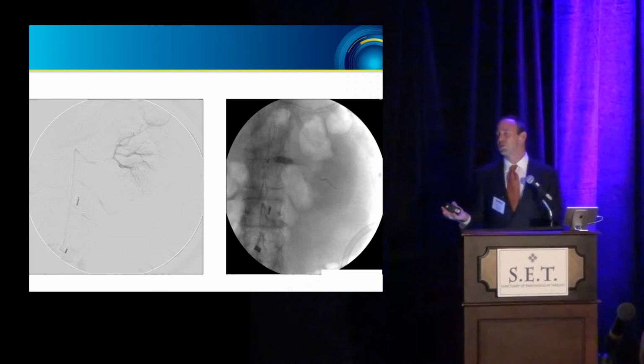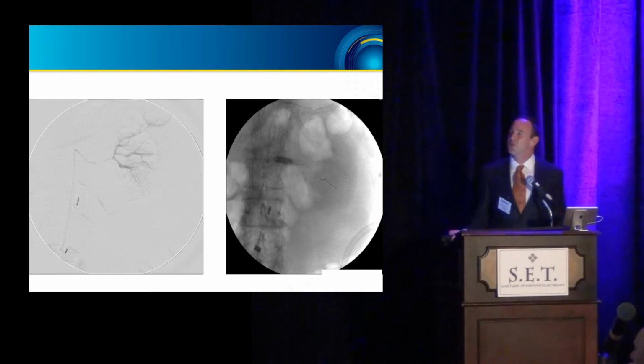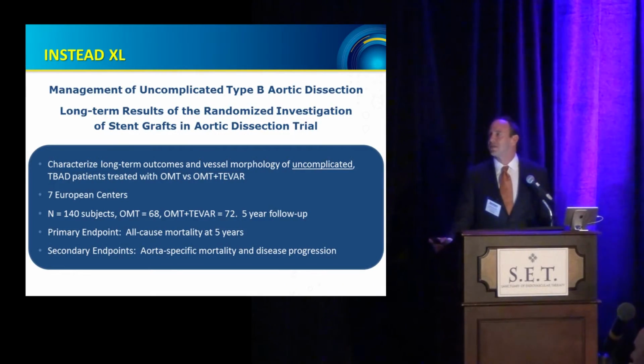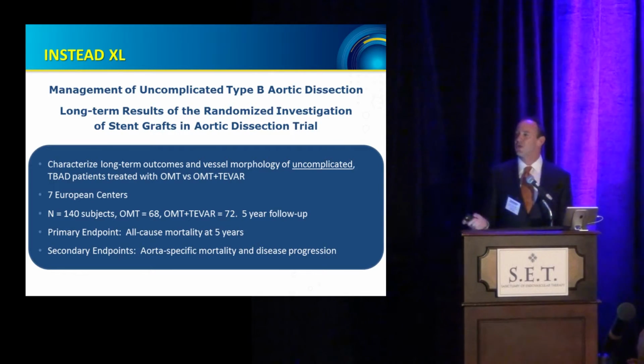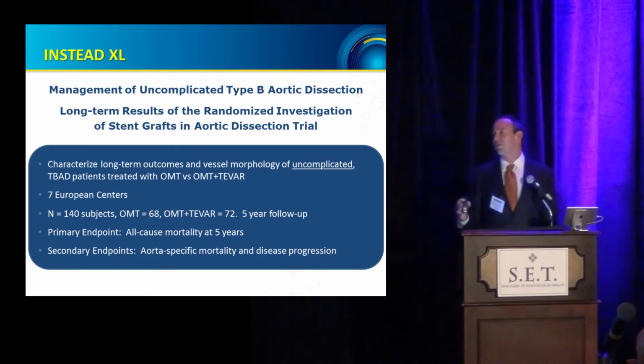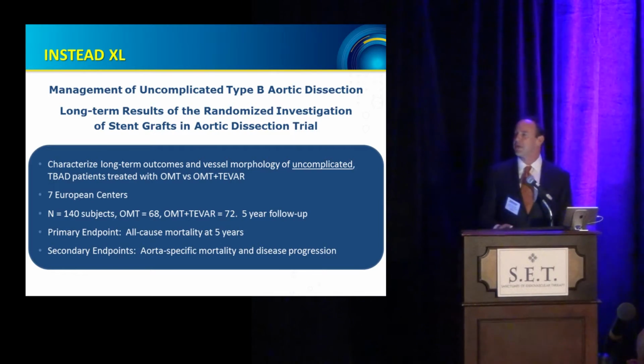If you take a look at what's really the best treatment for these patients, this is the NSTED-XL trial, so management of the uncomplicated type B aortic dissection, the long-term results of a randomized investigation of stent grafts. With 7 European centers, a total of 140 subjects, roughly half and half were treated with medical therapy, and then medical therapy plus TEVAR, and then taking a look at all-cause mortality at 5 years.